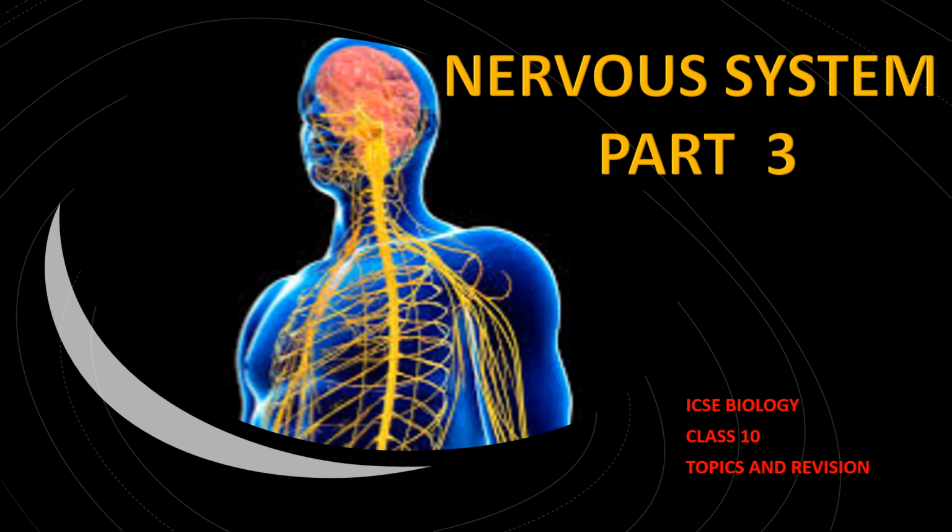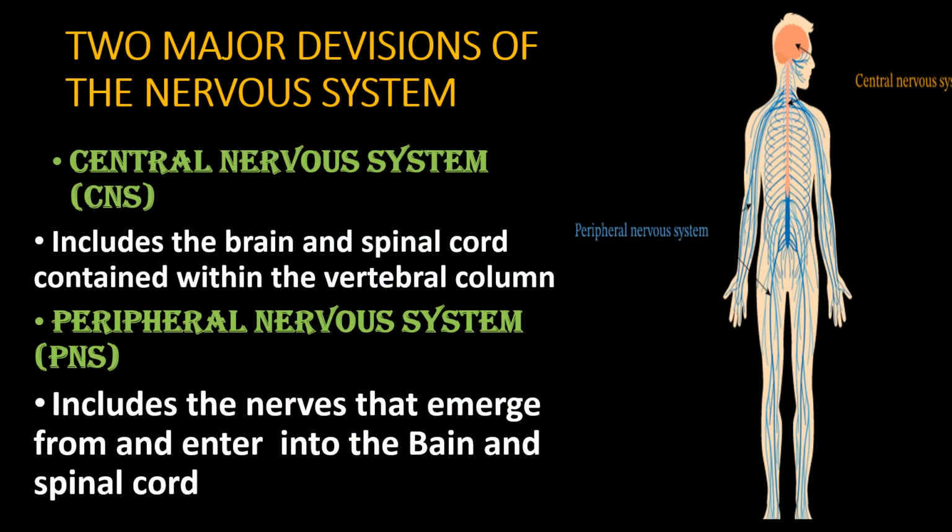Today we are discussing nervous system part 3. Mainly there are two major divisions in the nervous system. First one, central nervous system or CNS. It includes the brain and spinal cord. This spinal cord is contained within the vertebral column.